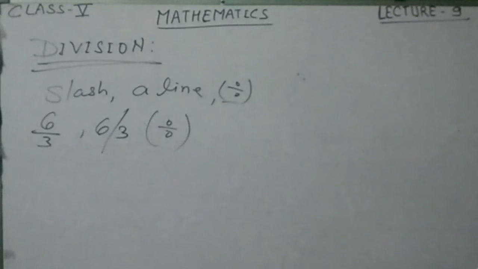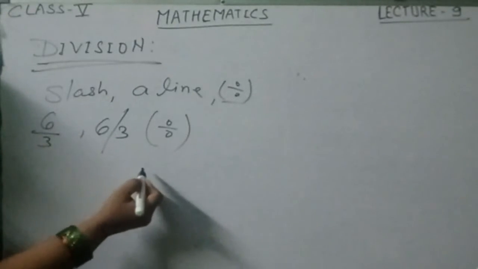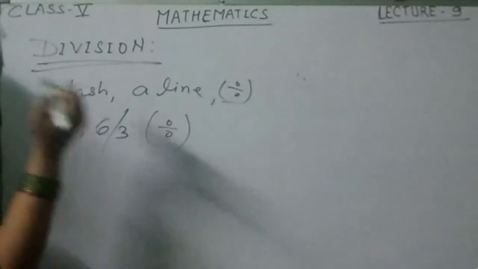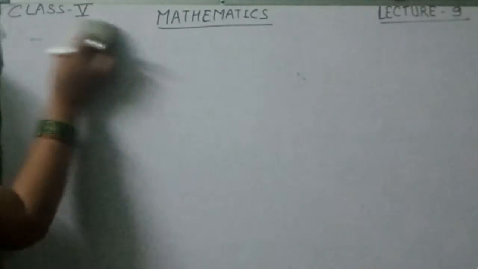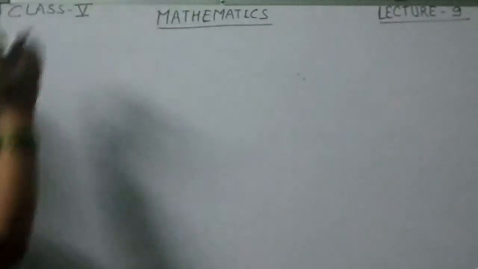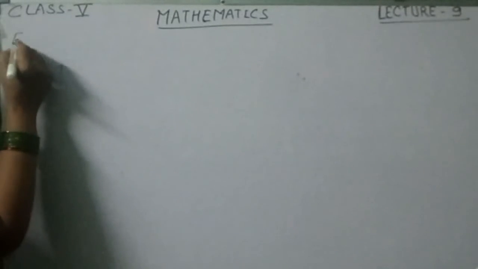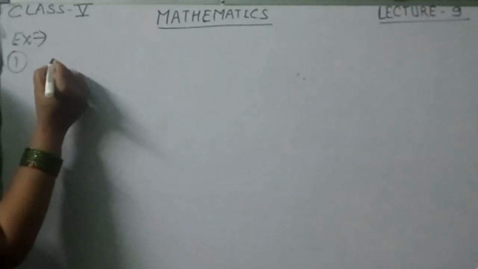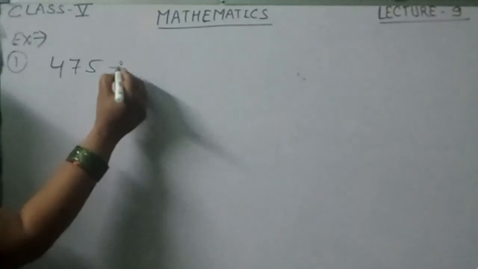Okay. Now see how to divide the numbers. In whole numbers, any leftover after dividing is called remainder. Okay. I hope you can understand what is the dividend, what is the divisor, what is the quotient and what is the remainder. Take one example. 475 divided by 3.